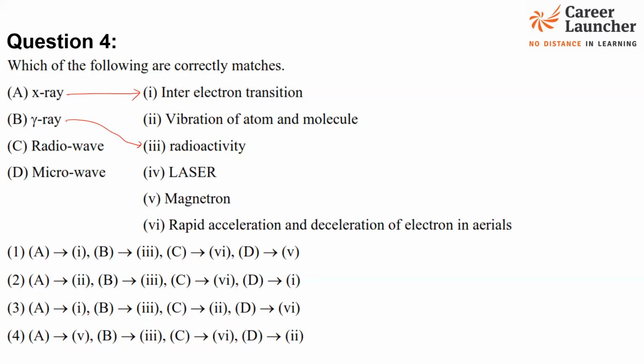So it can be either option 1 or option 3. Now look at C, which is radio wave. Radio wave is rapid acceleration, deacceleration. So C should belong to option like 6th, and hence microwave will belong to magnetron. So my answer would be option number 1. So as I can say that you can easily eliminate options and attempt this problem. So this will be treated as an easy question. Answer is option 1. So for such questions, make sure that you read through electromagnetic waves chapter properly and remember the usage of various electromagnetic waves.